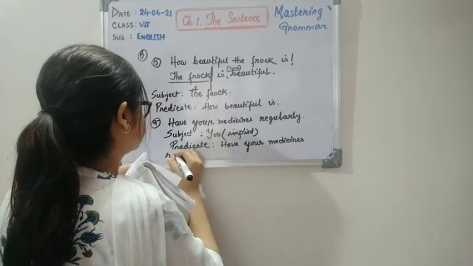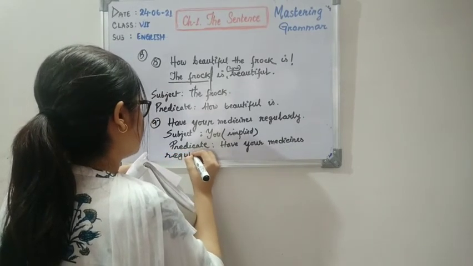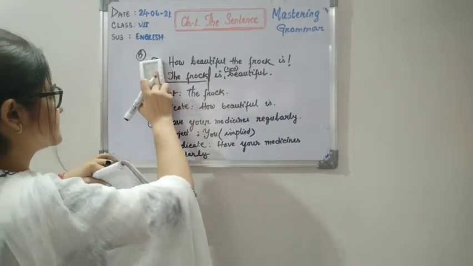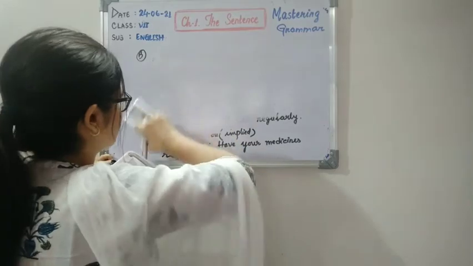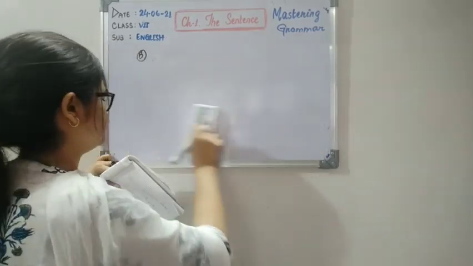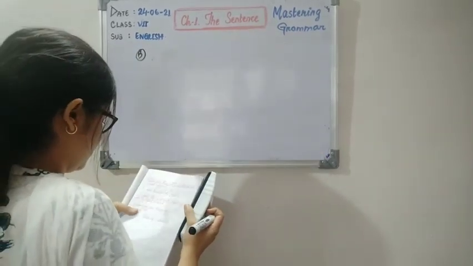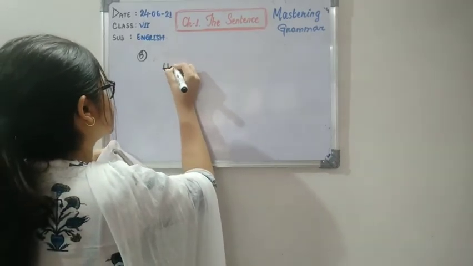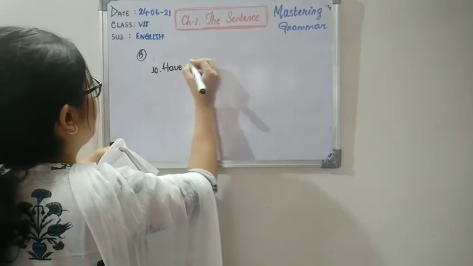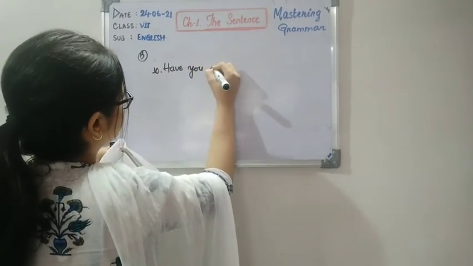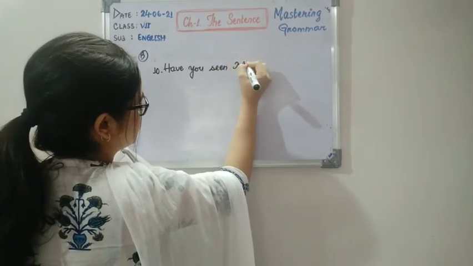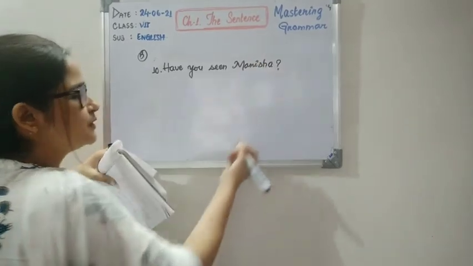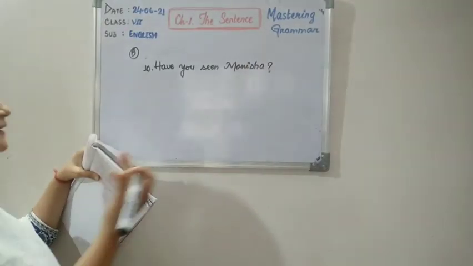Okay, children. Now moving to number 10, the last number of this exercise B. Have you seen Manisha? So this is a question. Have you seen Manisha? Okay, so this is a question. For a question, what did I tell you? The process is simple. Again the same thing.